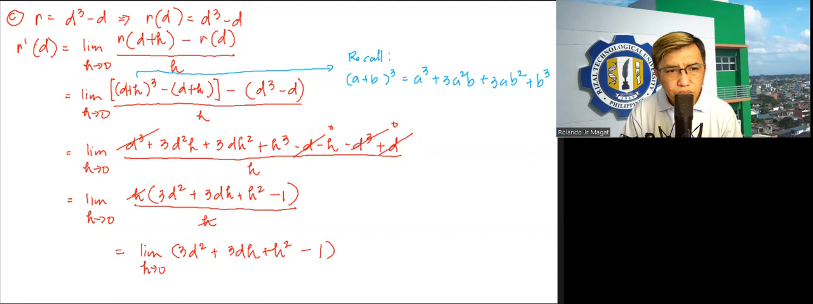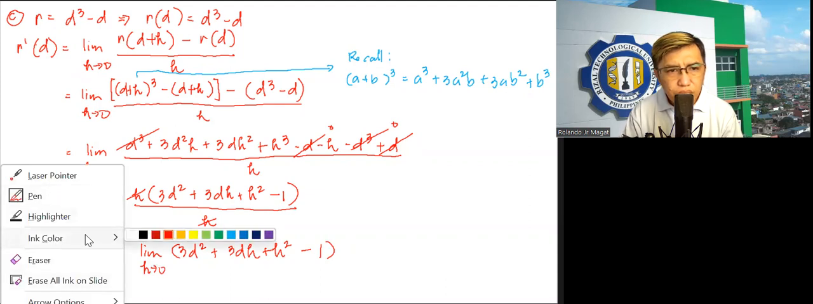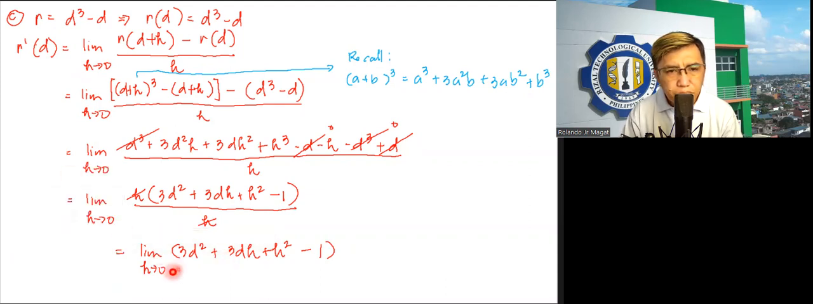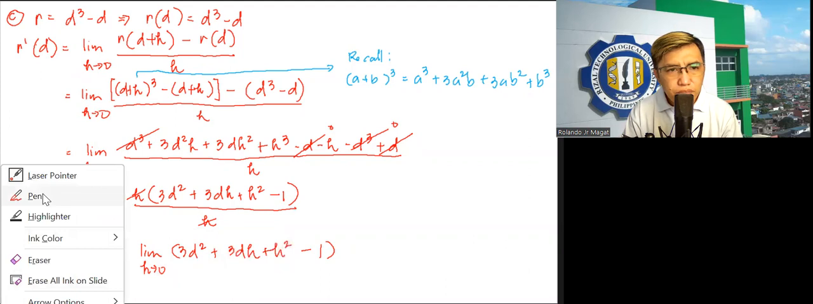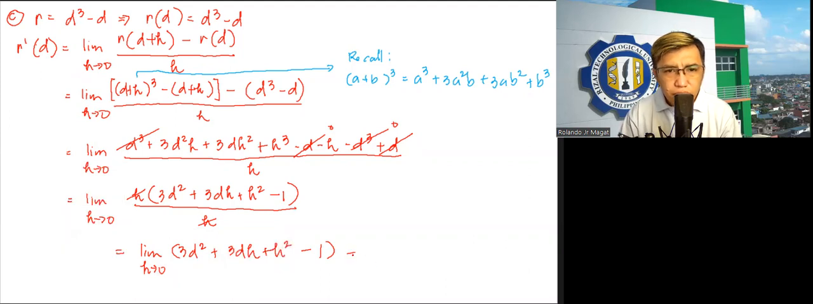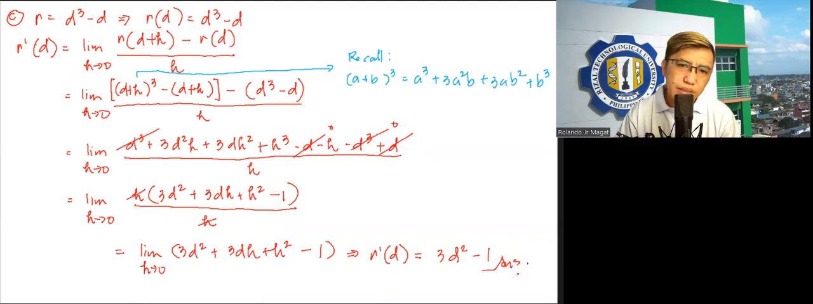So therefore, I have the limit of 3d squared plus 3dh plus h squared minus 1 as h approaches 0. And notice that whenever h approaches 0, then 3dh becomes 0, correct? And h squared becomes 0 as well. So therefore, this implies that r prime of d is 3d squared minus 1. And this is the final answer. Okay?